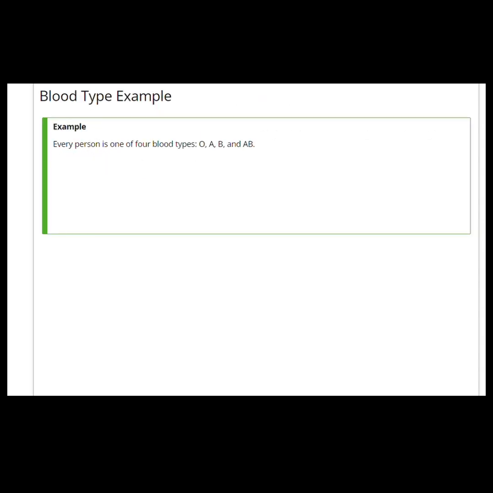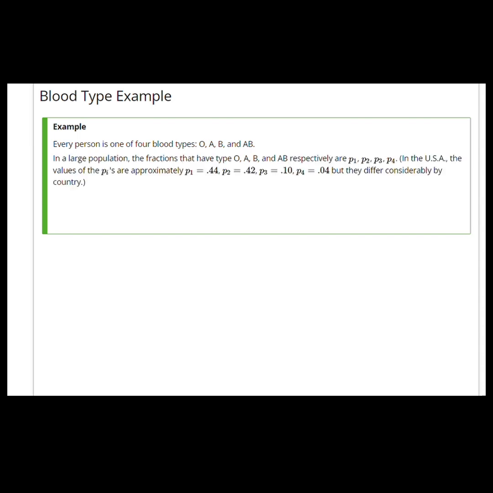Here's a common example of the multinomial. Every person in a population has one of 4 different blood types: O, A, B, or AB. And in a large population, the fraction of these types, O, A, B, and AB, let's call those fractions P1, P2, P3, P4. In the United States, for example, the values of these pi's are about P1 is 0.44, P2 is 0.42, P3 is 0.1, and P4 is 0.04. But interestingly, they differ considerably by country, because they're determined in part by ethnic origin.